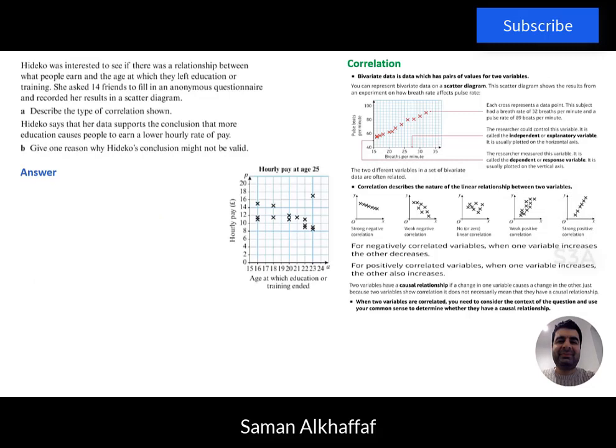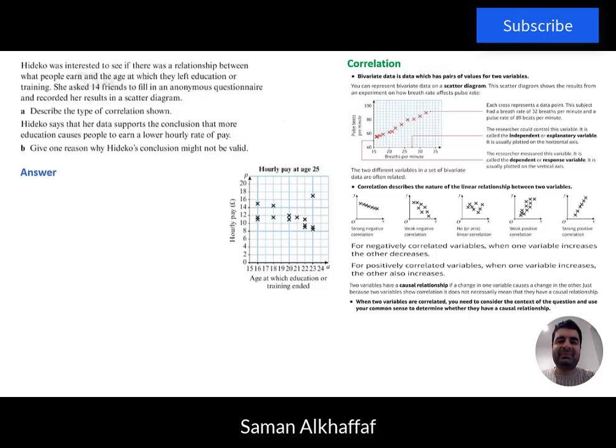In this example, Heideko was interested to see if there was a relationship between what people earn and the age at which they left education or training. She asked 14 friends to fill in an anonymous questionnaire and recorded her results in a scatter diagram as shown below. In the first part, we are asked to describe the type of correlation shown.